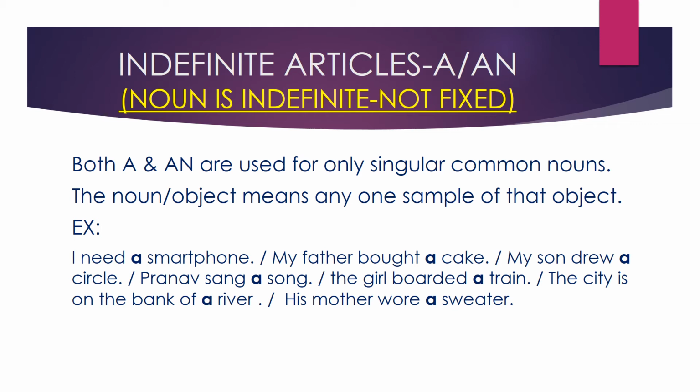I've put some sentences. Let's see them carefully. I need a smartphone means I need any one smartphone. My father bought a cake. He bought any one cake. My son drew a circle. He drew any ordinary circle. So it is a circle. In the same way, Pranav sang a song. The girl boarded a train. The city is on the bank of a river. His mother wore a sweater.